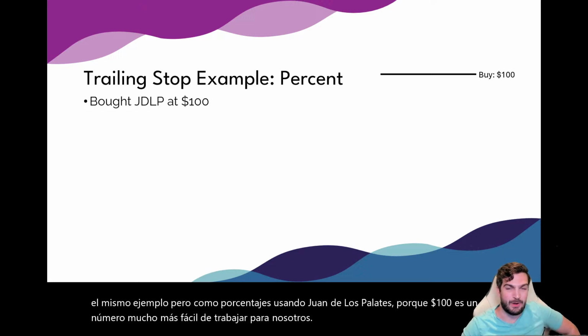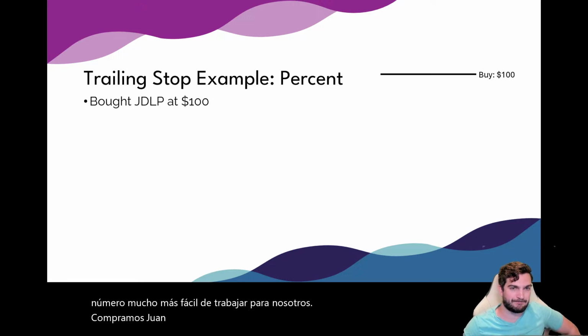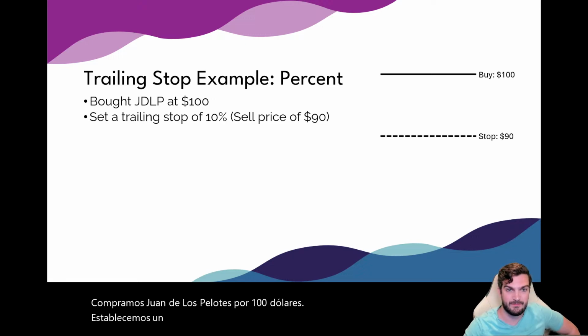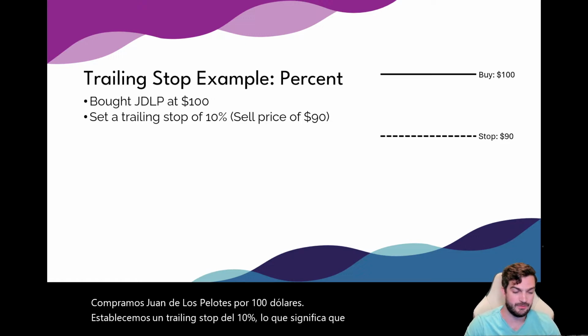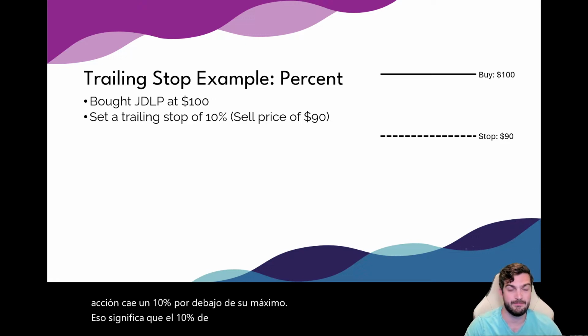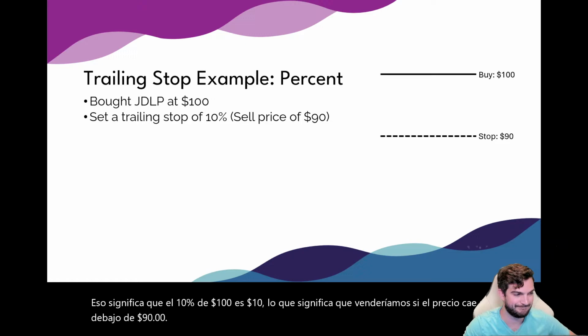We bought Juan de los Palotes for $100. We set a trailing stop of 10%, which means that we would sell if the stock's price falls 10% below its high. That means 10% of $100 is $10, meaning we would sell if the price falls below $90. This is why I used 100.